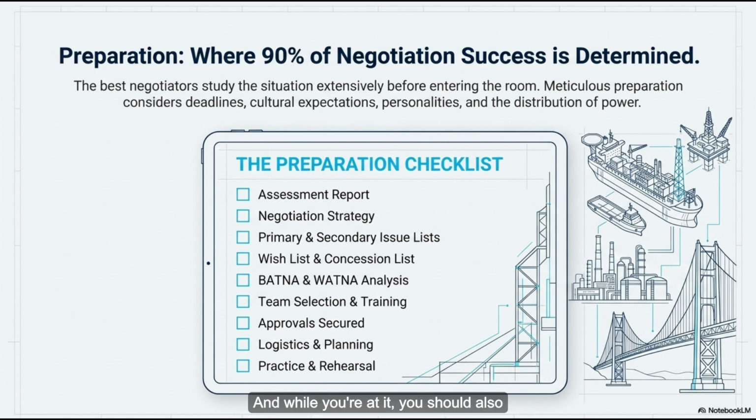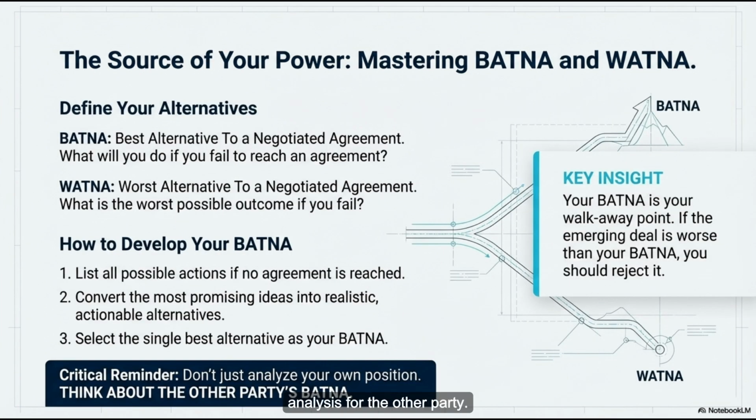And while you're at it, you should also figure out your WATNA, the worst alternative, just to know what failure really looks like. Yes, and here's the really strategic part. You have to do the same analysis for the other party. What's their BTNA? What's their WATNA? What are they afraid of if this whole thing breaks down? Exactly. If you know their WATNA is, say, immediate bankruptcy, your position is suddenly incredibly strong. So our BTNA is our defense.